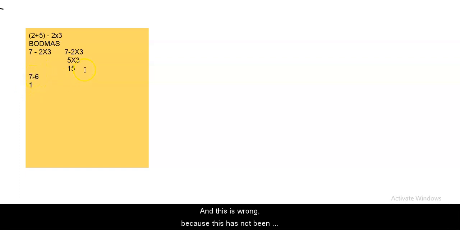And this is wrong, because this has not been done according to the principle of BODMAS. 15 and 1 are two different results. The correct answer should be 1.